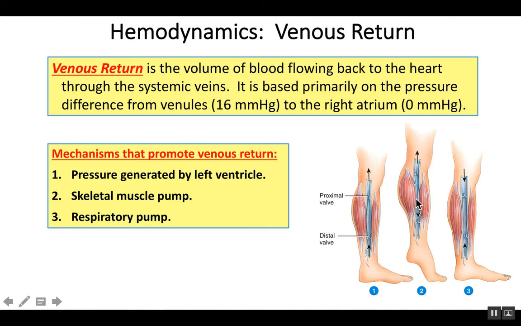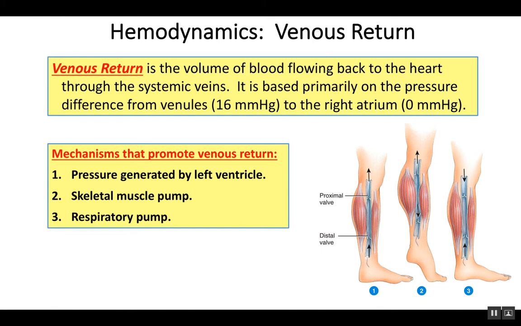Well, it's going to help force blood up and down, but luckily, notice what's located here. Valves. So the skeletal muscle pump requires those valves to be present to make sure that blood goes up and not down. So this is why we need to walk around.